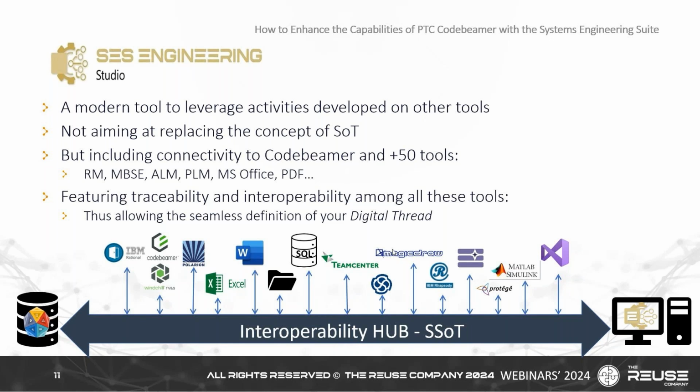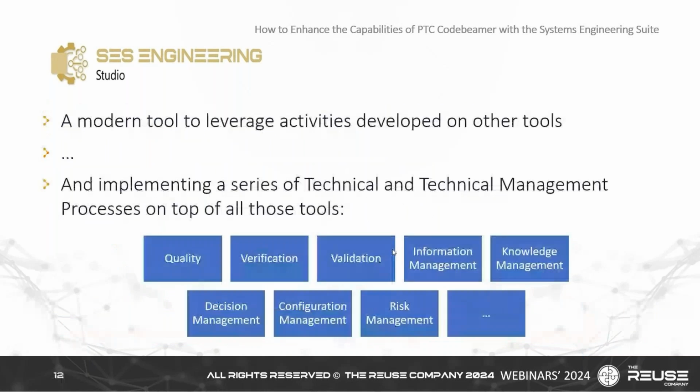So this is the idea of this interoperability hub: to maintain the source of truth in the corresponding tools, but to synchronize all these sources of truth into one unique digital thread maintained in our ontology, maintained in our repository. So this is the idea.